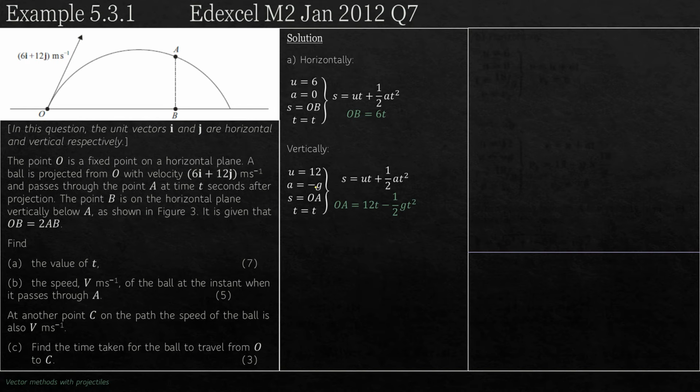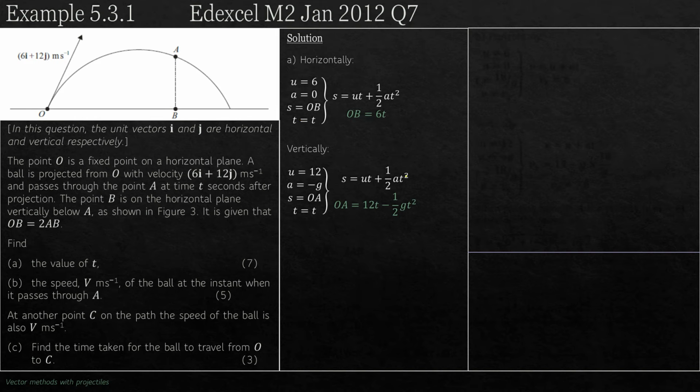So vertically, I'm calling up the positive direction. The initial velocity is 12. We can tell that from the 12j. The acceleration is minus g. I'm calling up the positive direction, so I must have a minus here. And in the journey from O to A, the vertical displacement is the distance OA. The time is the same value of t that we had when we worked horizontally. So t is the same for both these equations.